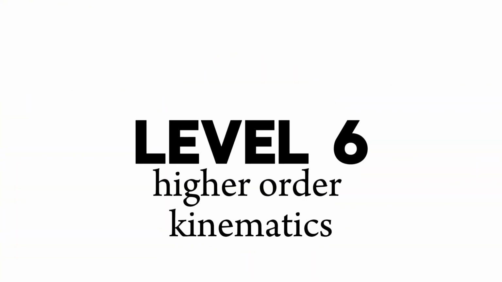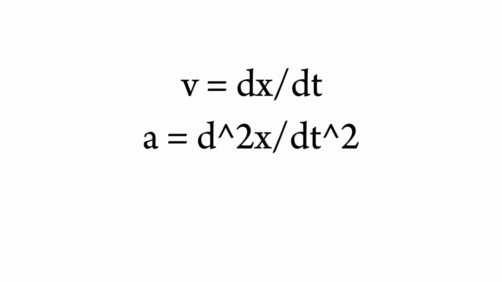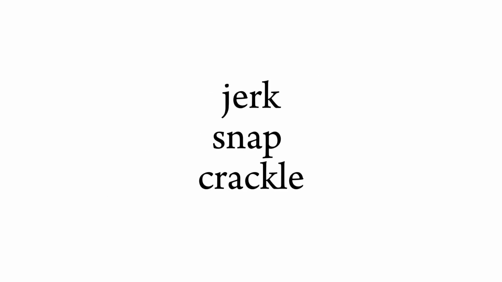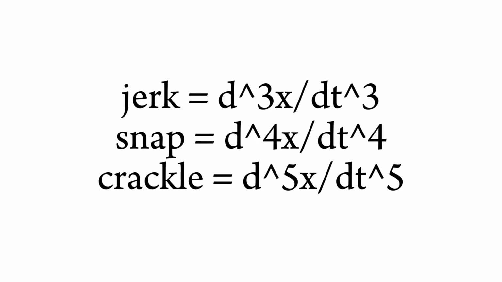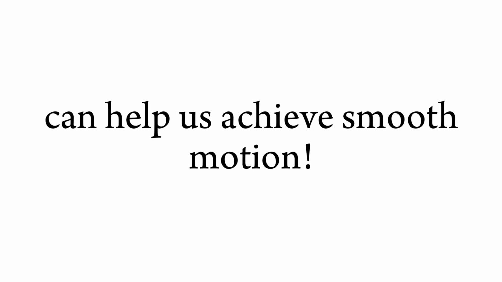In the sixth level, we start learning about higher order kinematics, and we start representing velocity and acceleration as the derivatives of position. We get into jerk, snap, and crackle, which are the third, fourth, and fifth derivatives of position respectively. But why do we need to know all this? Well, these values can help us achieve smooth motion where it matters, such as in robotics or vehicle design.